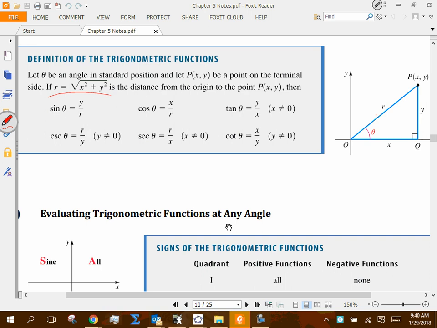But now, when I look at tangent of theta equals y over x, we could have a potential division by 0, because let's say that P was right there. Does that give me an x value of 0? That makes sense? So, type in on your calculator tangent of 90 degrees. See what it says back.